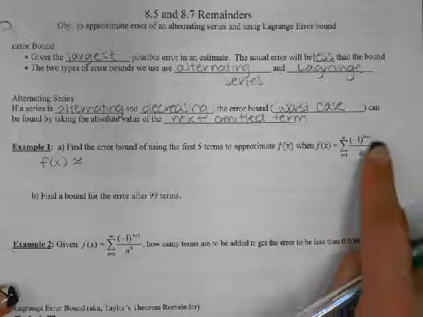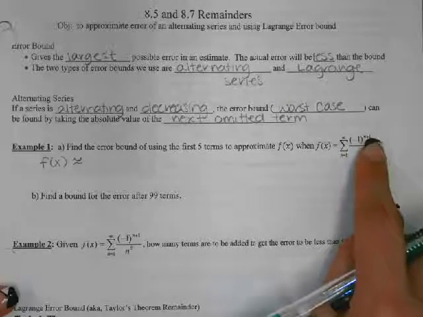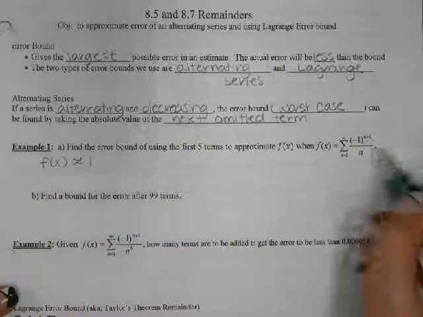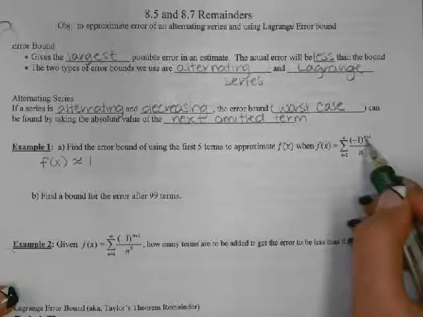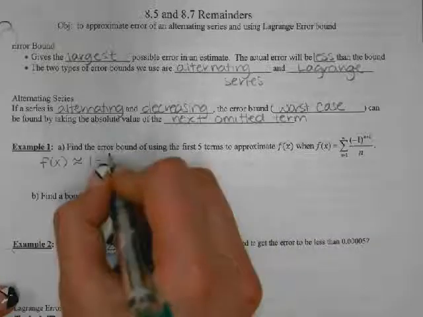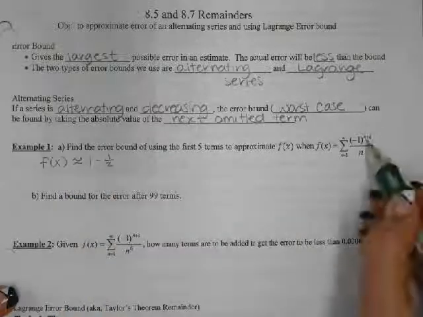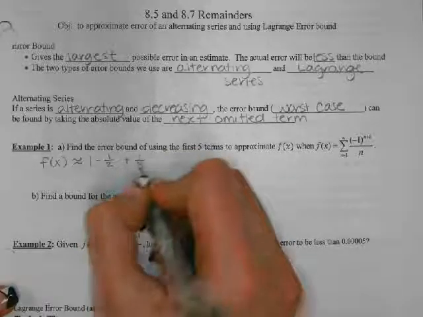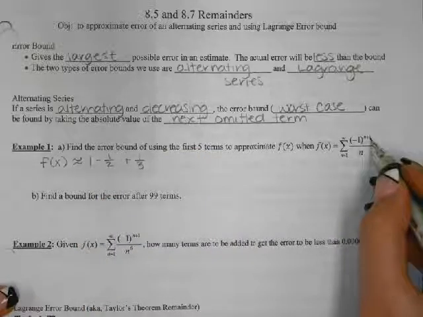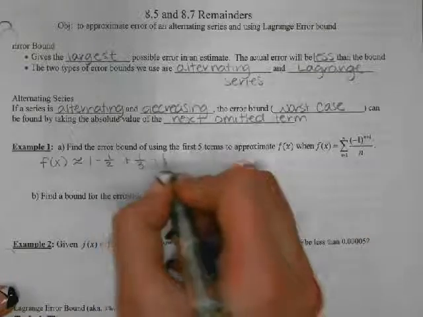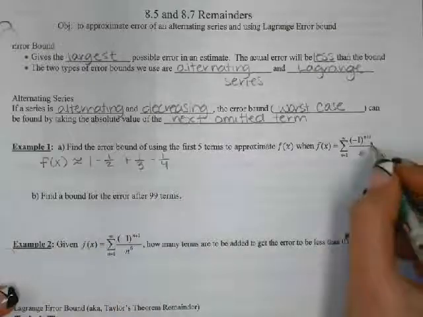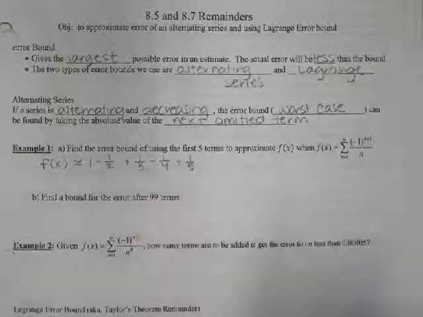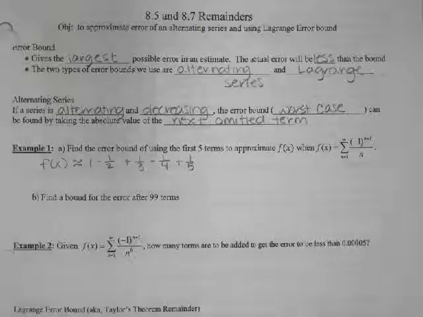So if I plug 1 in, then my exponent is even, so that's going to make this positive. So it's positive 1 over 1. If I plug in 2, this is going to be an odd exponent, so it's going to be negative 1 over 2. If I plug in 3, this is going to be an even exponent, so that's positive 1 over 3. If I plug in 4, that's going to be an odd exponent, so that's negative 1 over 4. And if I plug in 5, it's going to be an even exponent, so positive 1 over 5. So those are the first 5 terms.